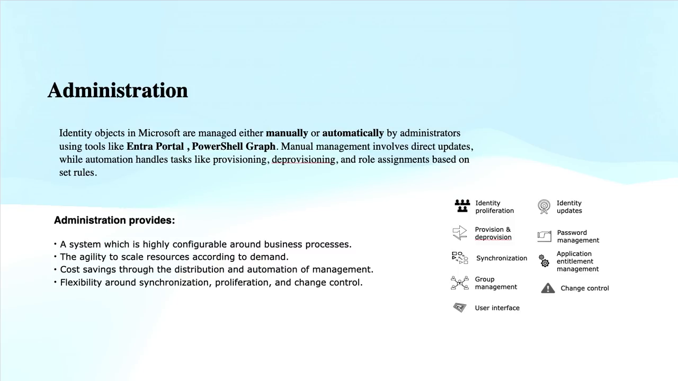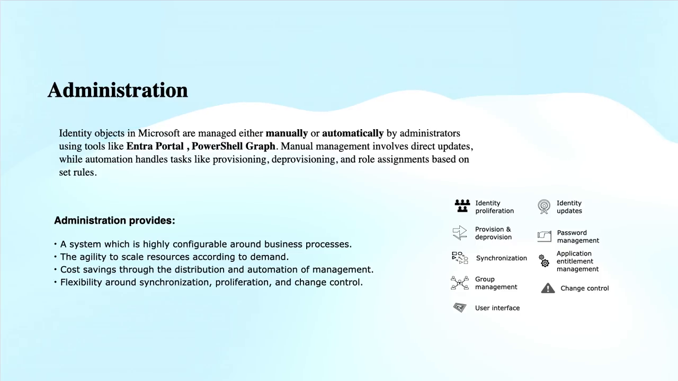Identity updates are the regular updates, the role changes, personal details that must be reflected across all the connected systems. Automated processes can ensure that these updates happen in real time. It reduces the errors. The password management is done through the automated systems for password reset, complexity enforcement, and expiration. This helps in securing the identities and reducing the administrative workloads.